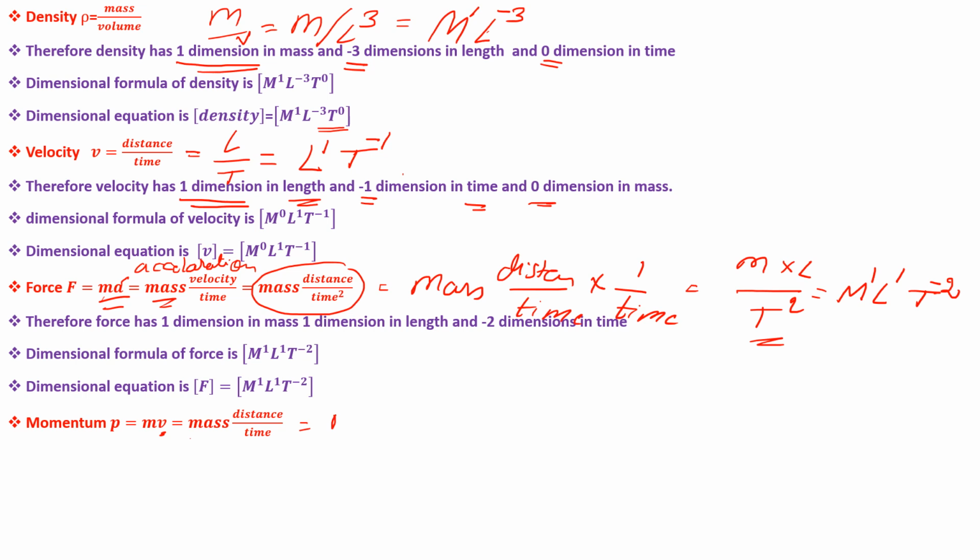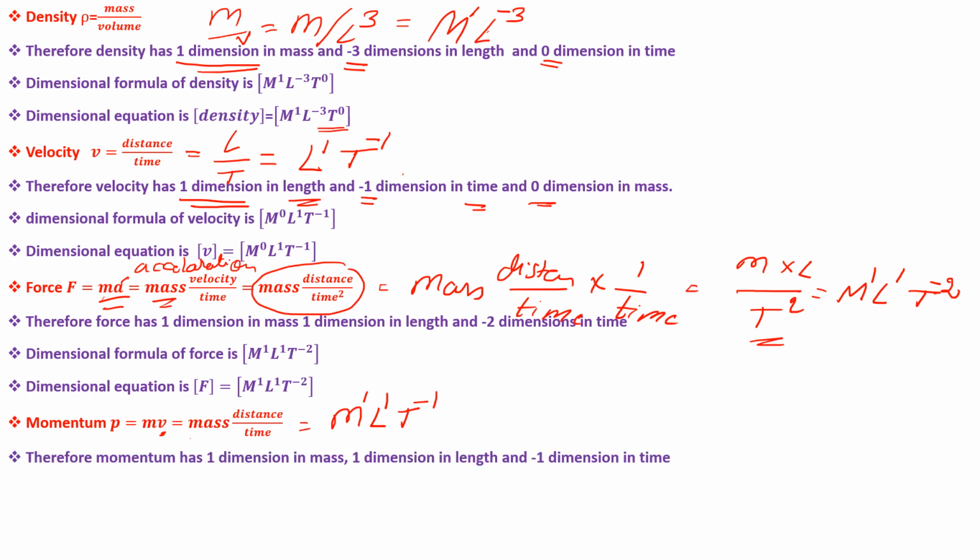So I can write mass is m only, distance is nothing but length, L to the power 1, and time is in the denominator. When it comes to the numerator, it becomes minus 1. So M to the power 1, L to the power 1, and T to the power minus 1. What are the dimensions of momentum? Momentum has one dimension in mass, one dimension in length, and minus 1 dimension in time. These are the dimensions of momentum.